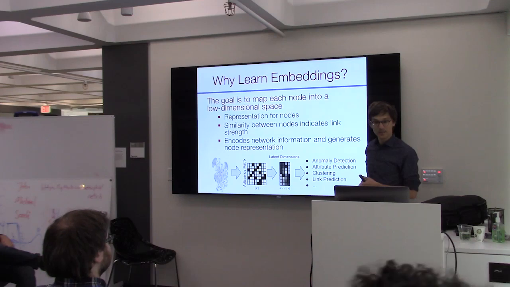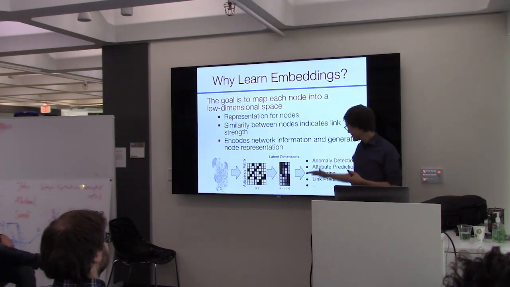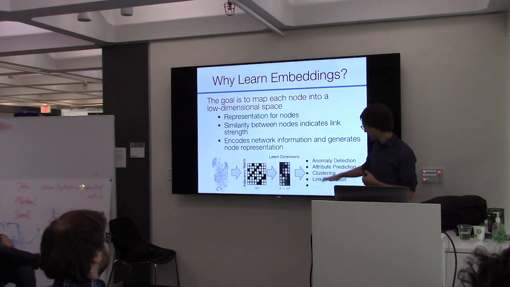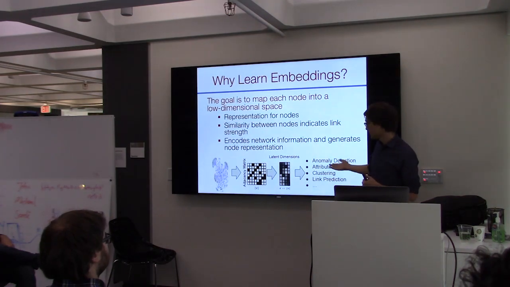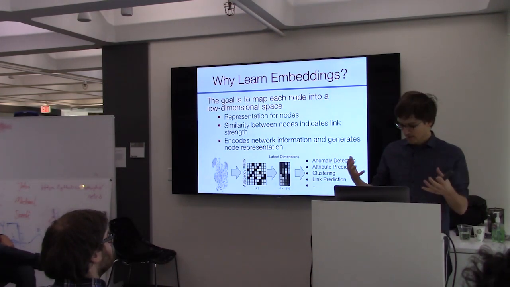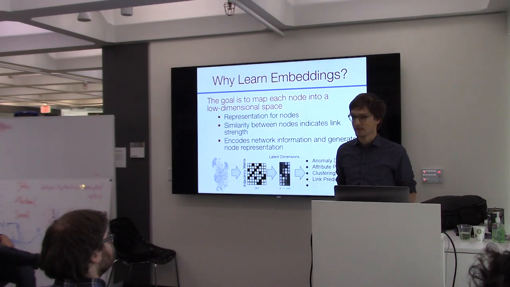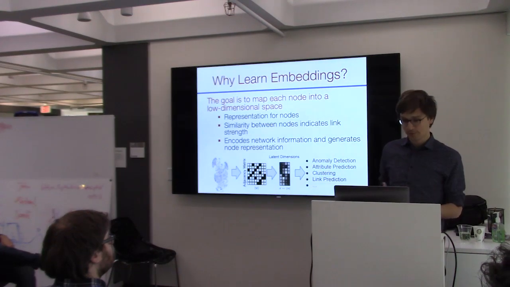My talk will be structured as follows: I'll first tell you how to get to these embeddings, and I'll then give you examples of a couple of interesting tasks. You can think of anomaly detection, community detection, link prediction, clustering, graph classification, graph similarity matching, and a lot of other things that can be done in this embedding space. So that's what we would like to do.